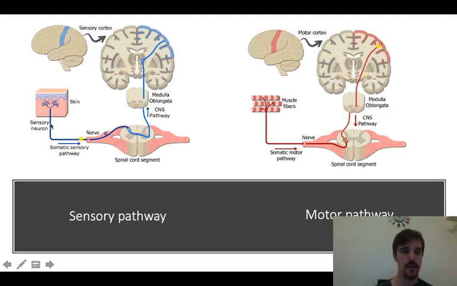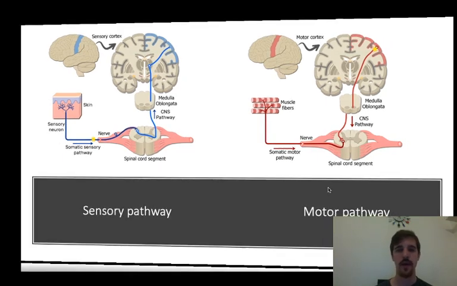So again, you sense something, it goes up along your somatic sensory pathway to your CNS, and travels up to the sensory cortex. This then goes from your motor cortex, you can see the brain traveling down the CNS all the way to the muscles. So that's the difference between a sensory pathway and a motor pathway.